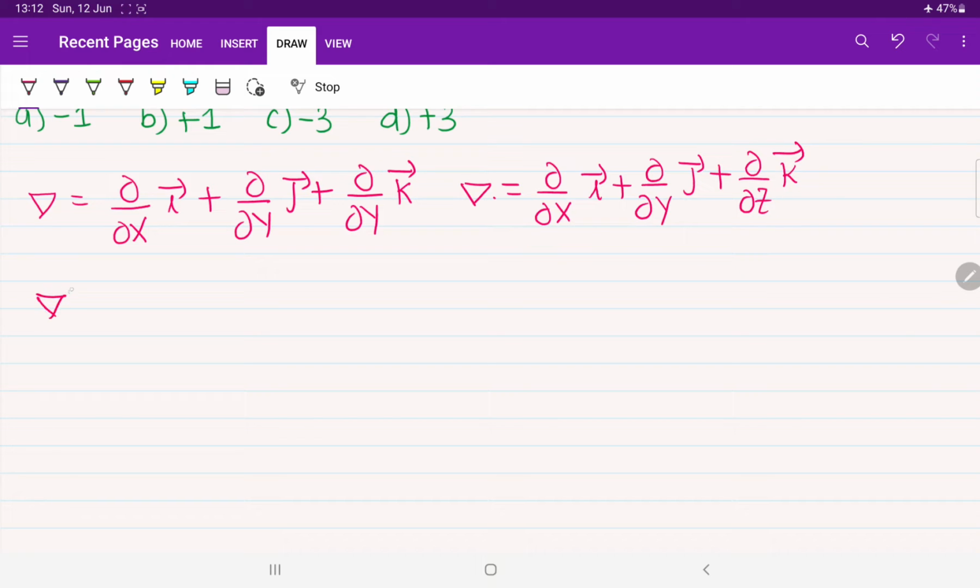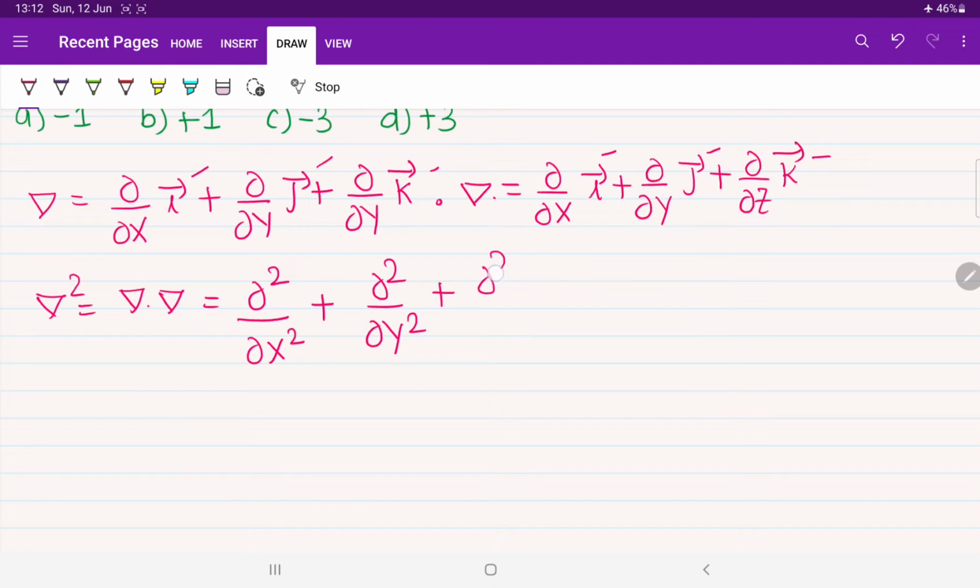Now del square, that is the dot product of del dot del, can be expressed as del square. If we multiply these two, what will happen? Dot product, we have to multiply these two. So i vector dot i vector will be 1, j vector dot j vector will be 1, k vector dot k vector will be 1. Dou by dou x into dou by dou x can be expressed as dou square by dou x square plus dou square by dou y square plus dou square by dou z square.